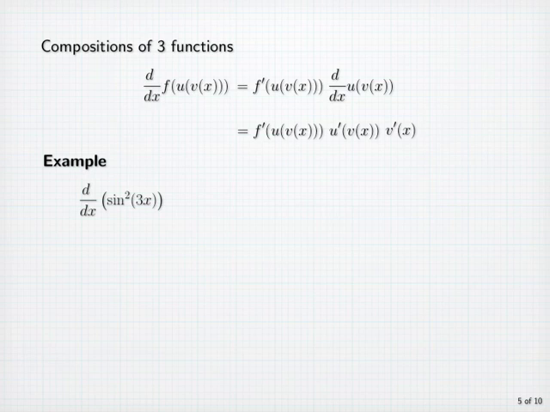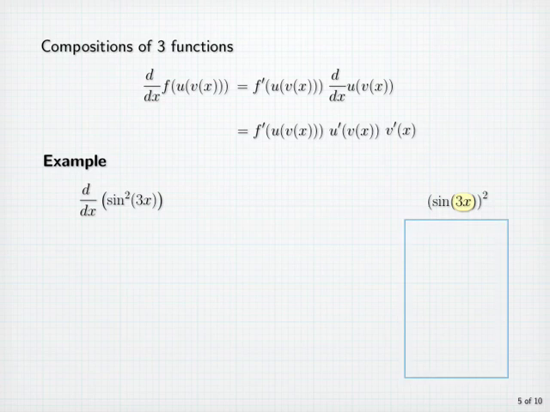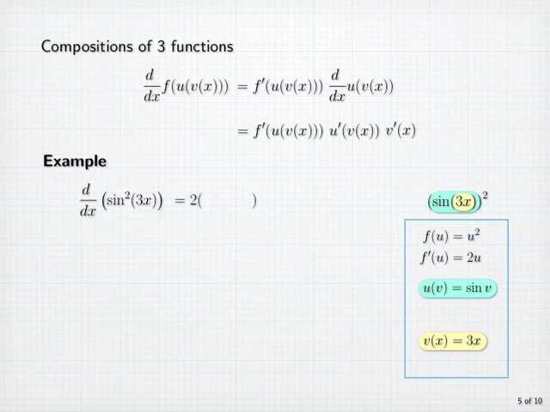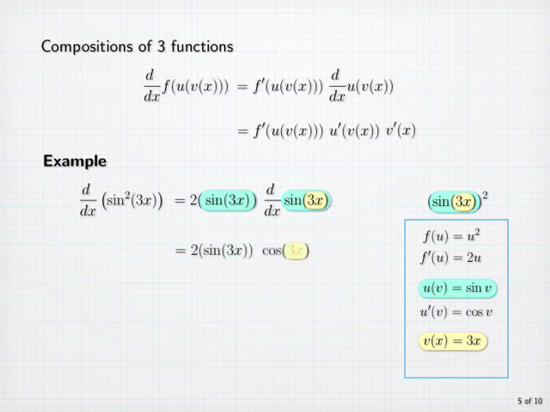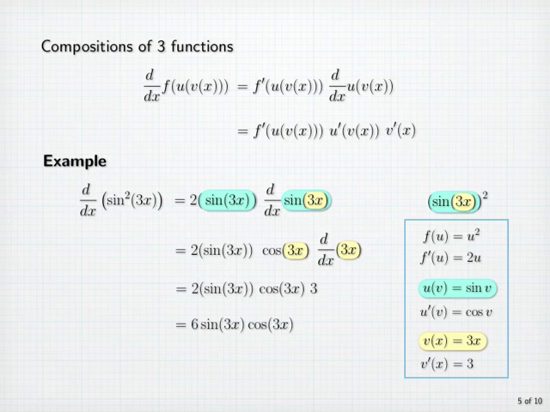Example, the derivative with respect to x of sine squared 3x. Now the innermost function here is 3x. So let's let v of x equal 3x. Now 3x is inside of the sine function, so let's let u of v equal sine v, and the outermost function is f of u equals u squared. Now the derivative of u squared is 2u, so we write 2 times sine of 3x and multiply by the derivative of sine of 3x. The derivative of sine v is cosine v, and so we write cosine of 3x and then multiply by the derivative of 3x. And since the derivative of 3x is 3, we end up with 6 times sine of 3x times cosine 3x.